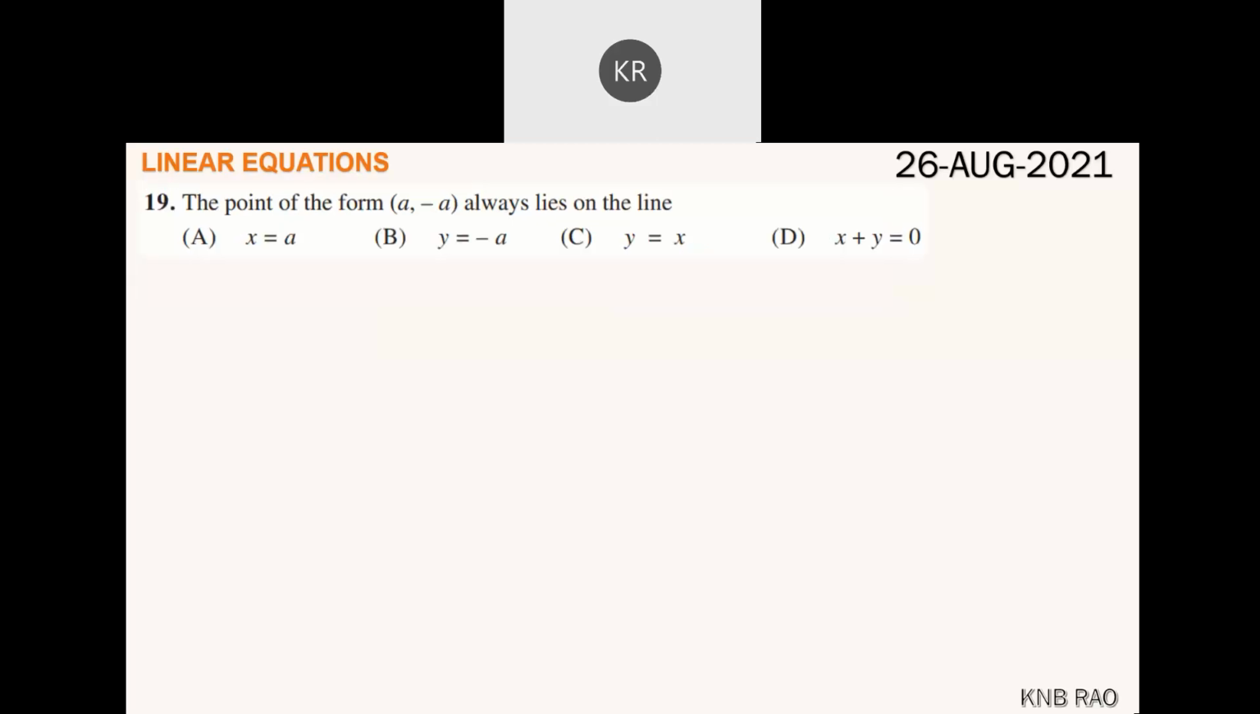Moving on to question number 19. The point of the form (a, minus a) always lies on the line: option A x equals a, option B y equals minus a, option C y equals x, and option D x plus y equals 0. Children, I have shown all these questions and given you enough time. I have conducted the polling for almost 2.5 minutes. Now I am closing the poll, giving you a total of 3 minutes.